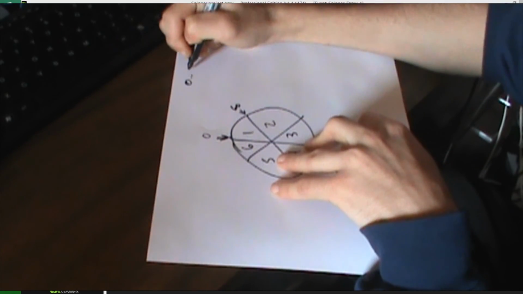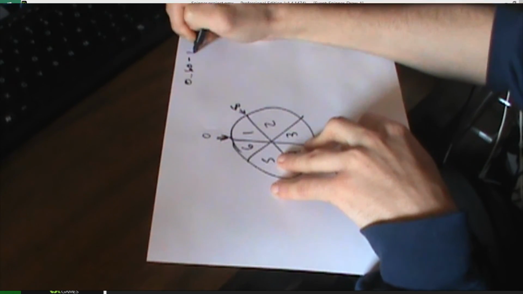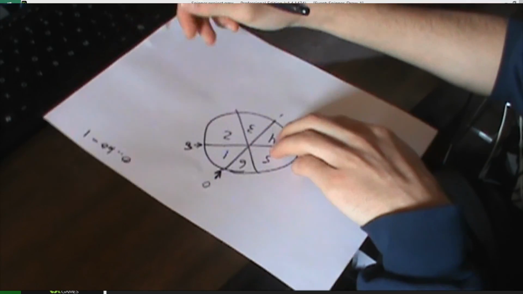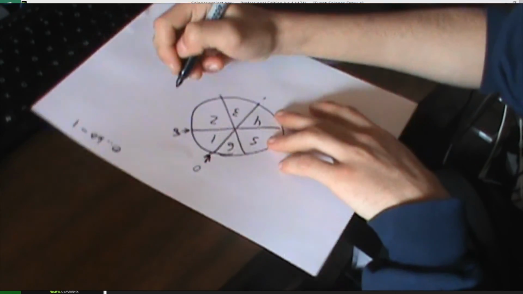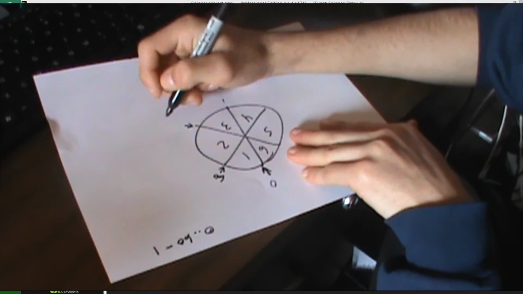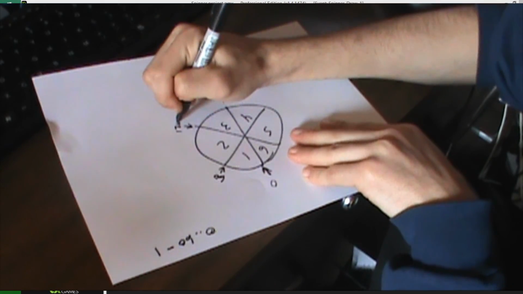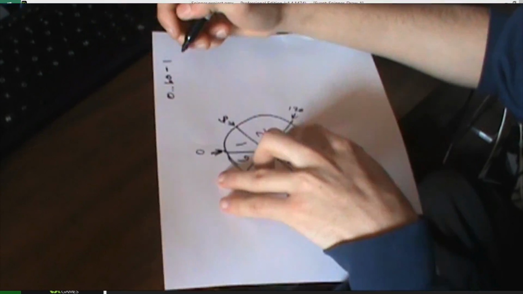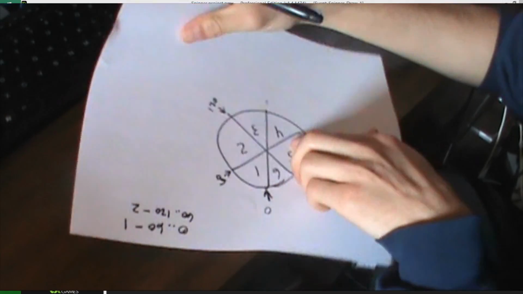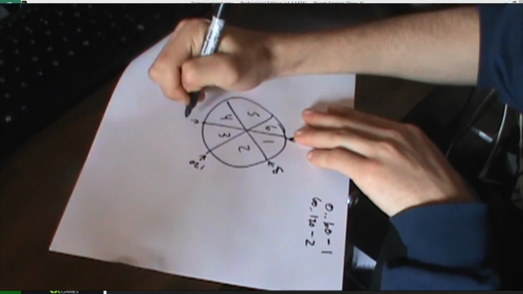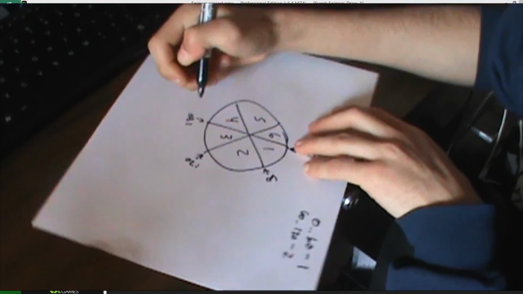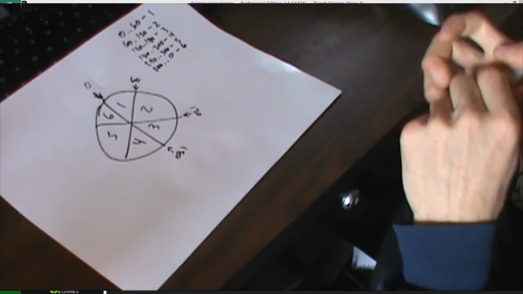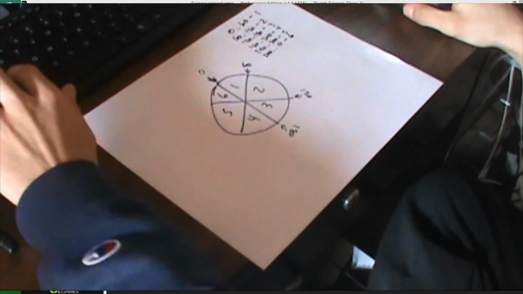I'm just going to write that down up there. Now if the little arrow is over here between 60 and 120 degrees, it's going to be a 2. If it's between 120 and 180, it's going to be 3. I'm just going to continue this. Alright, so it's the same basic idea as before, just the numbers are slightly different.